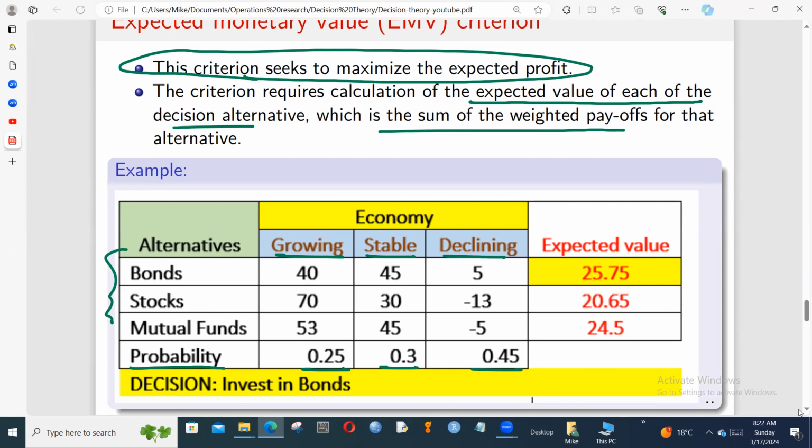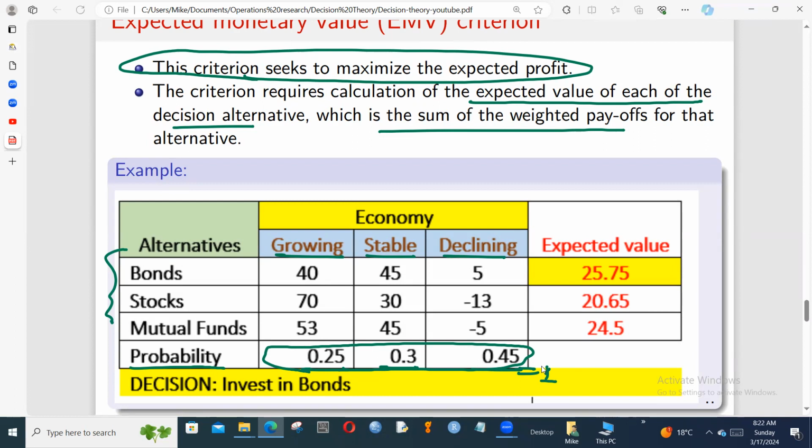One thing we must make sure of is that it's always good to check that the sum of these probabilities for the given states of nature is equal to 1. Otherwise, if it doesn't sum up to 1, then somewhere there could be a problem. Now, under expected monetary value, we calculate the expected monetary value associated with each decision alternative.